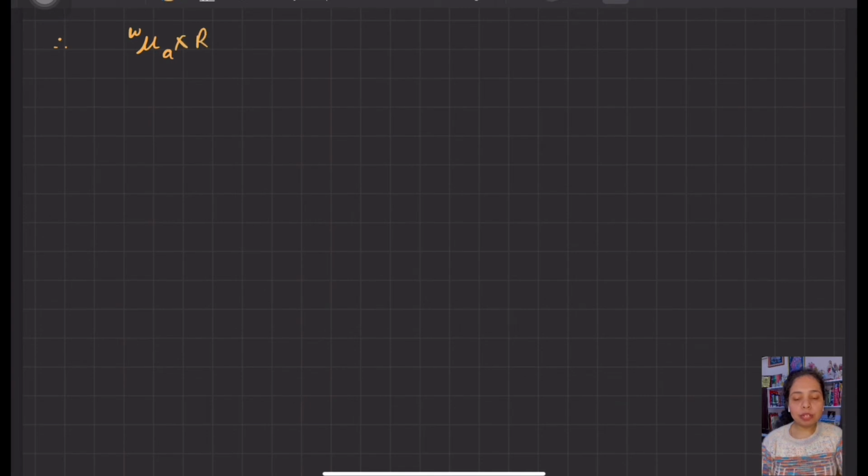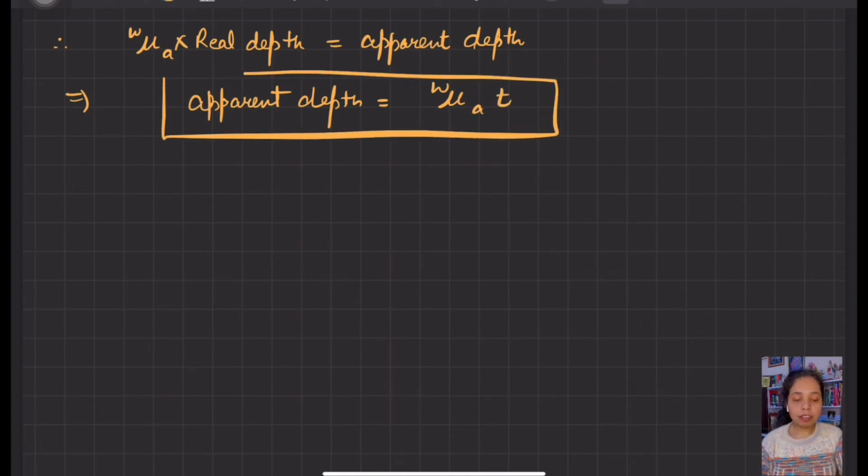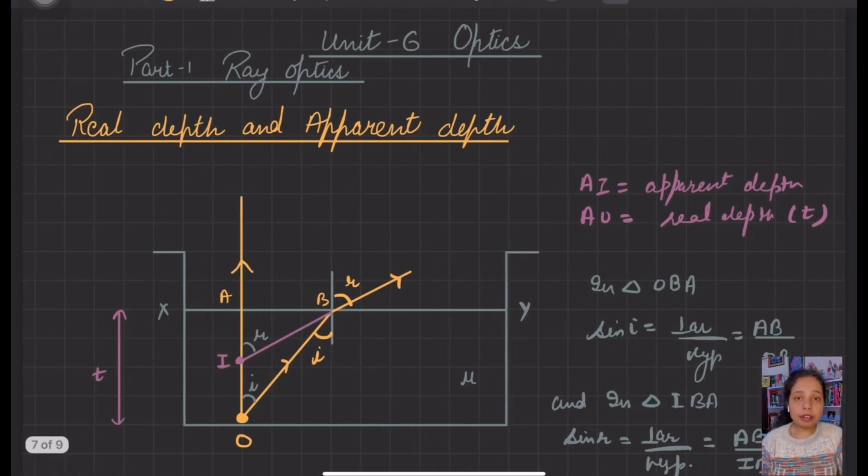That is mu WA into real depth is equal to apparent depth, or we can say apparent depth is equal to mu WA into T, where T is the real depth. Apparent depth is equal to mu WA into T. So this is the final expression which is relating real depth and apparent depth.